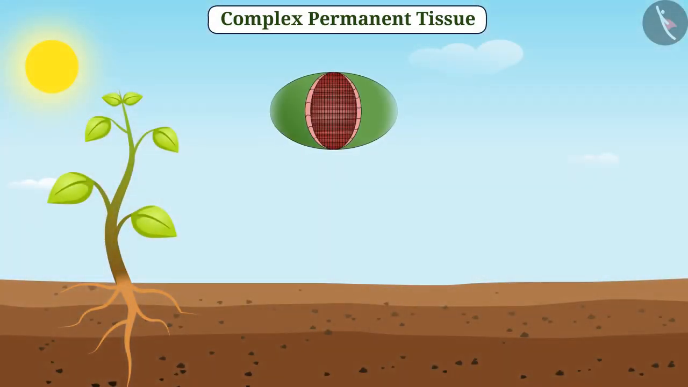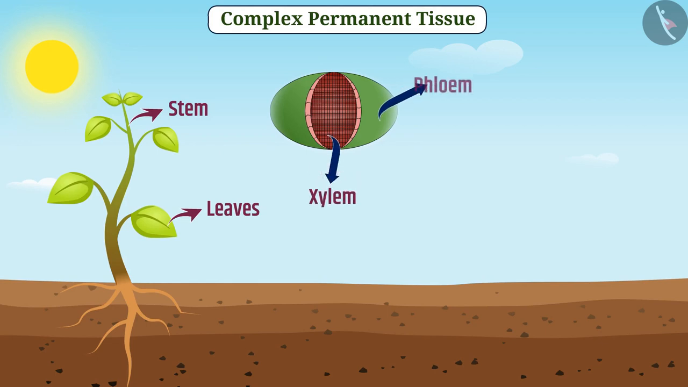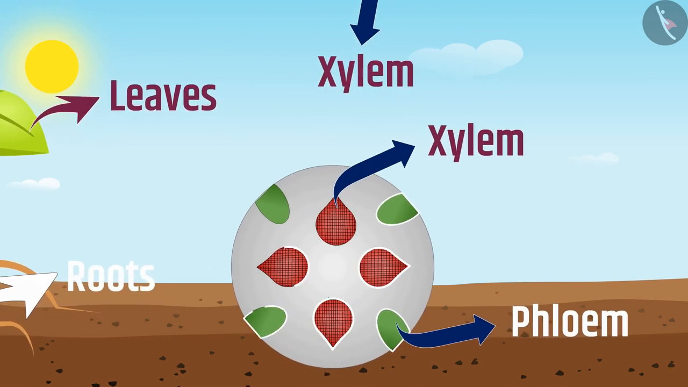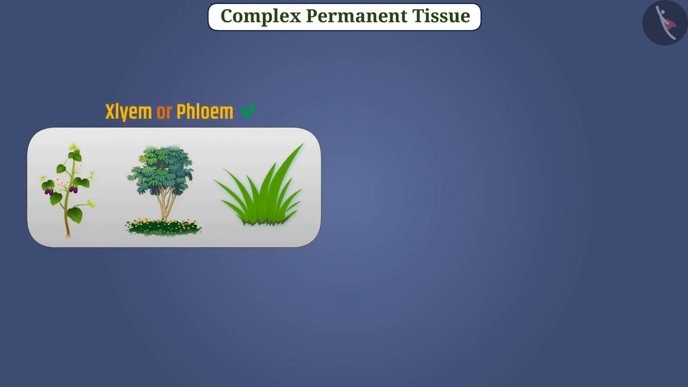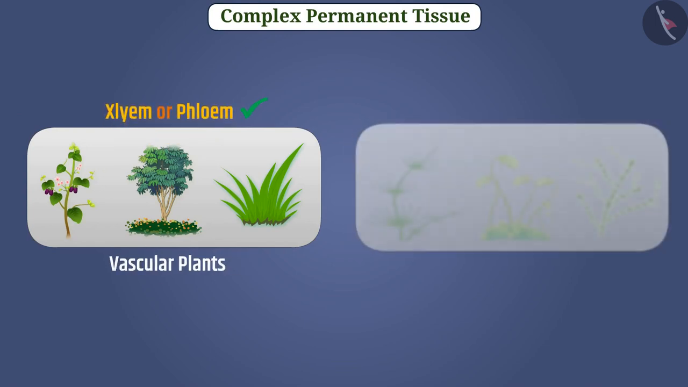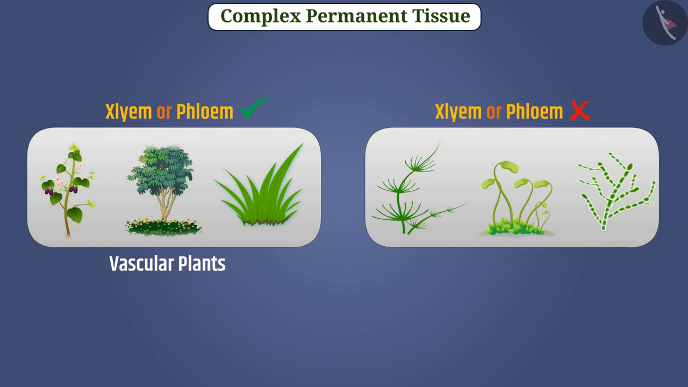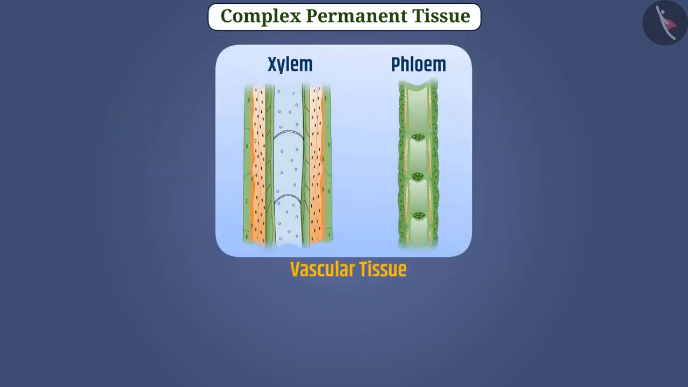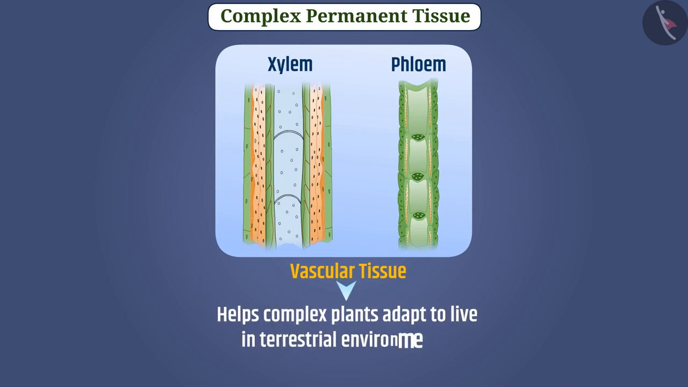In the vascular bundle of stem and leaves, xylem is present in the center and phloem is present on the outer side of xylem. In roots, xylem and phloem are present in alternate ways. Plants in which xylem and phloem are present are called vascular plants, and plants in which xylem and phloem are not present are called non-vascular plants. Xylem and phloem, that is vascular tissue, help complex plants to adapt and live in terrestrial environments.